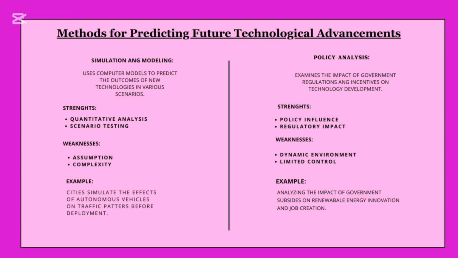The strengths are quantitative analysis and scenario testing. The weakness is assumption complexity. For example, cities simulate the effects of autonomous vehicles on traffic patterns before deployment. Next, policy analysis examines the impact of government regulations and incentives on technology development. The strengths are policy influence and regulatory impact. Then the weaknesses are a dynamic environment and limited control. For example, analyzing the impact of government subsidies on renewable energy innovation and job creation.